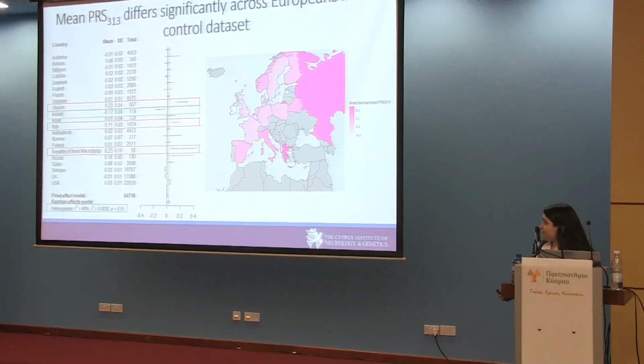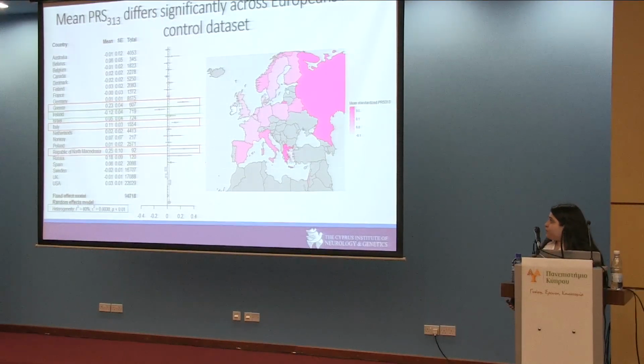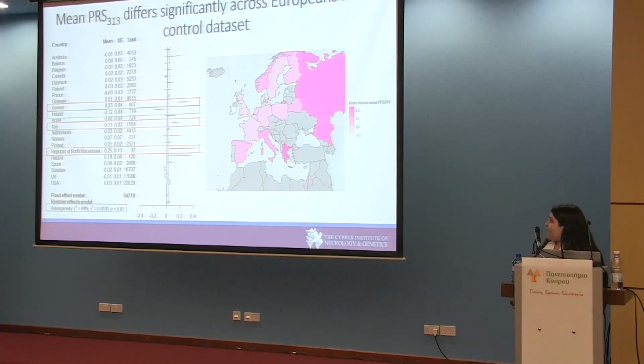As we can see from the map, which shows with darker color the countries with higher mean polygenic risk score, and with lighter color the countries with lower polygenic risk score, we observe that there is a higher polygenic risk score in East and South Europe, while we observed lower mean PRS in West Europe.